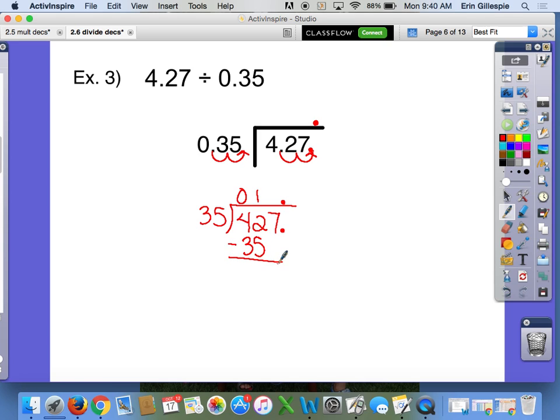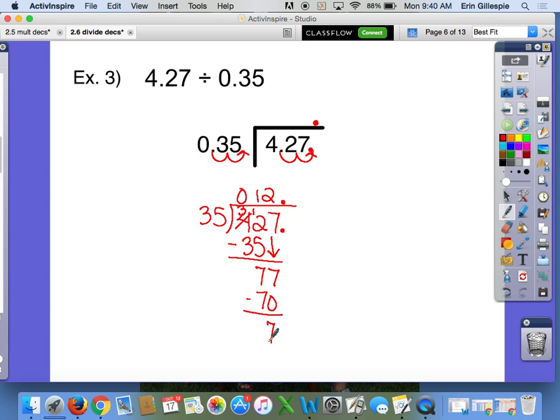When I subtract, I can't take 5 away from 2, so I'm going to need to borrow. Make that a 3, and this now becomes a 12. 12 minus 5 is 7, and I bring down the 7. How many times does 35 go into 77? It goes in twice. So 2 times 35 is 70. 77 minus 70 is 7.